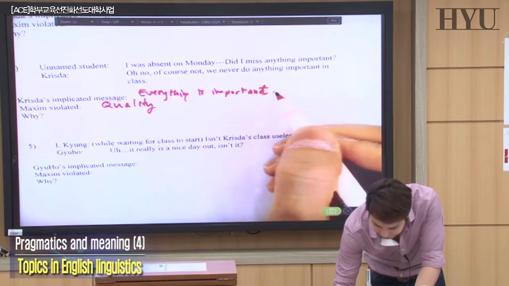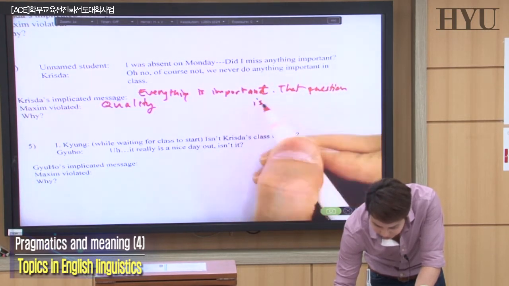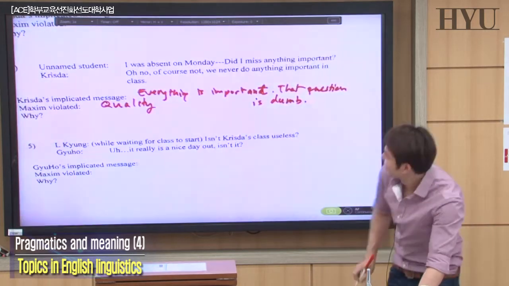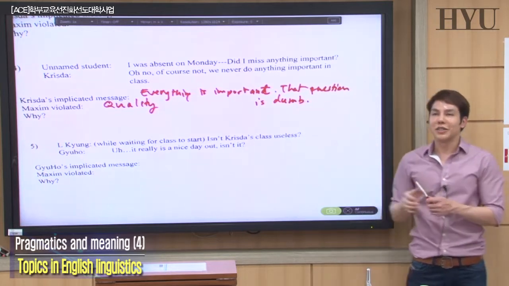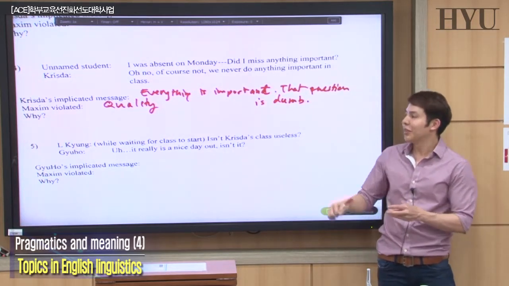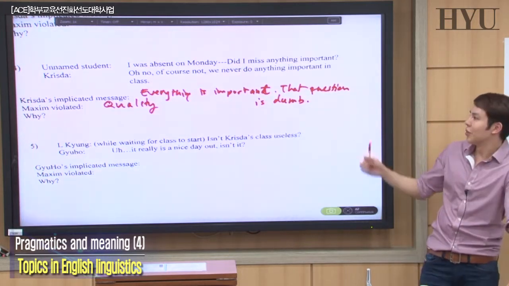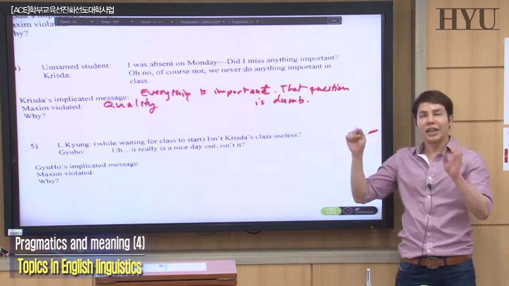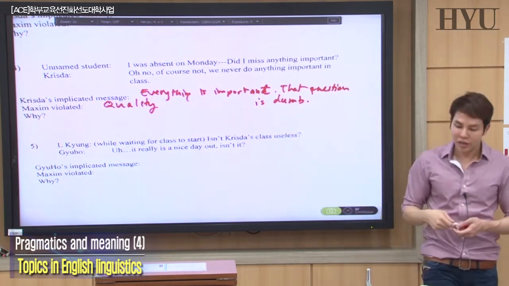And that question is dumb, for example. Like, that's not a smart question to ask like that, okay? That's a silly question. Everything is important, of course. So that question is dumb to start with. So that's the implied message that perhaps I wanted to make in that situation.